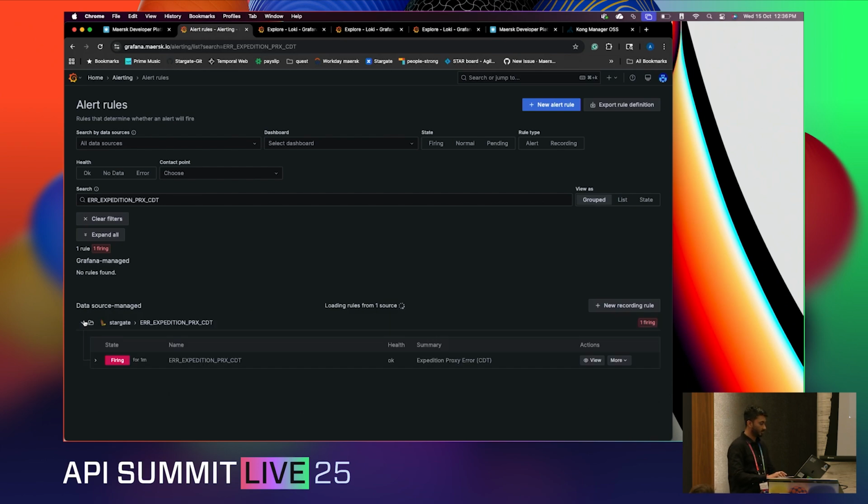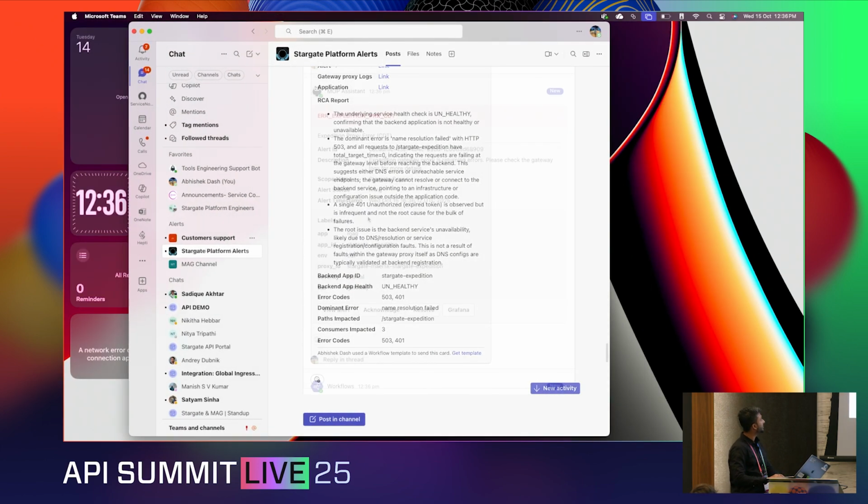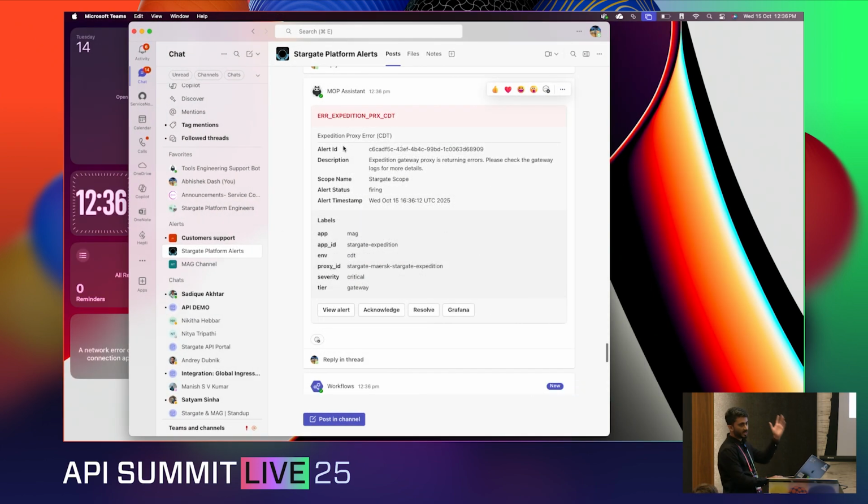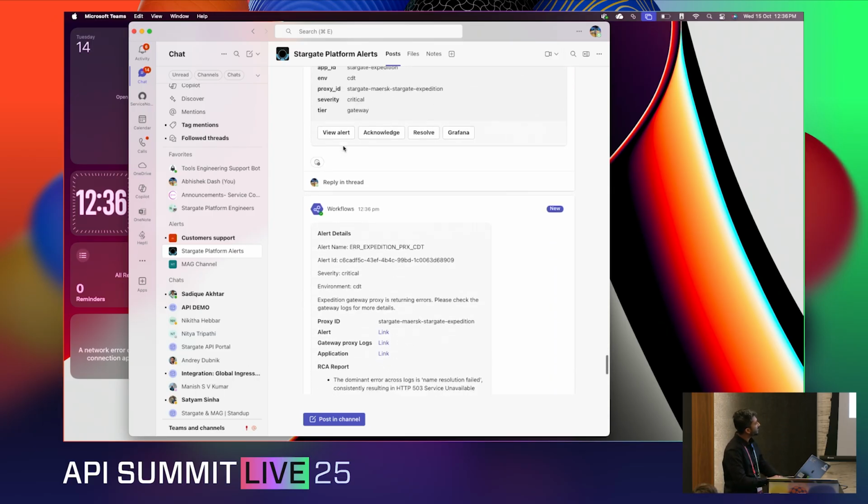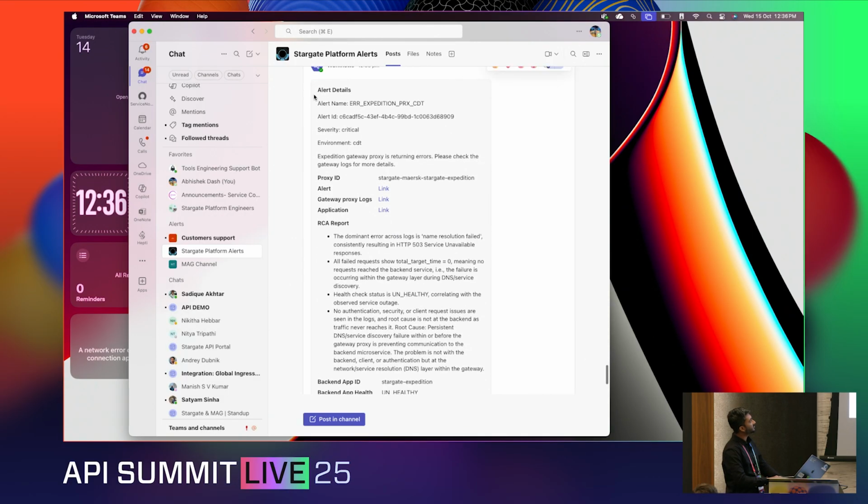Let's take a look at what's happening on the messaging front. This is the first alert, a standard Grafana alert, which just sends a bunch of details about what went wrong. But the next message is where the agent has summarized it and given a hypothesis of what has happened. There are a few useful links, like the proxy ID, which is the issue.